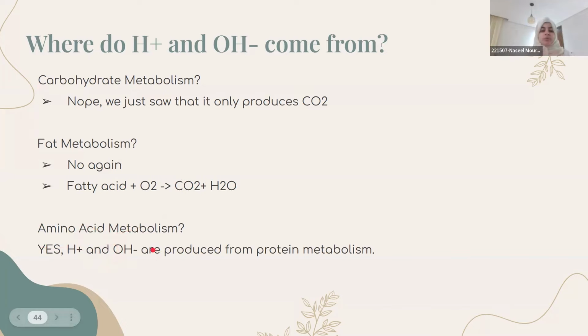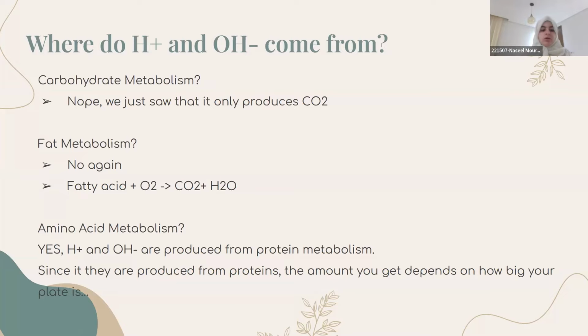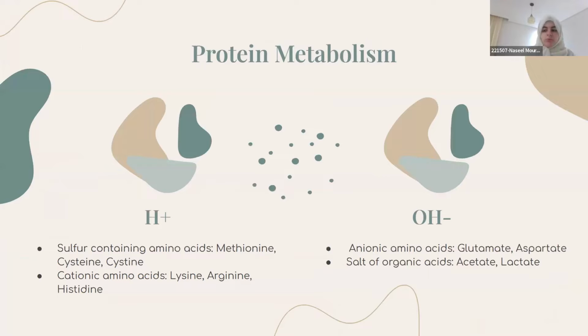Now, because this comes from proteins, it depends on ultimately the food that you eat. So if you eat more proteins, you'll have more production of the hydrogen and hydroxide ions. Okay, and so now we're going to talk about the amino acids. So protein metabolism, we said it produces both hydrogen and hydroxide. Now, unfortunately, this is a kind of annoying memorization part. You have to know which types of amino acids produce hydrogen and which types produce hydroxide.